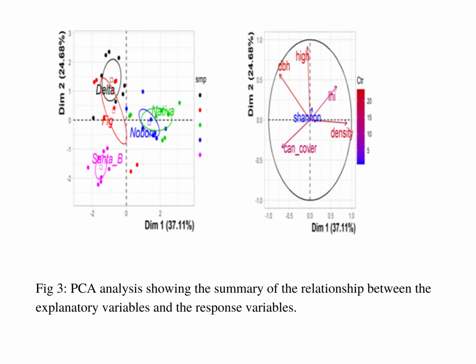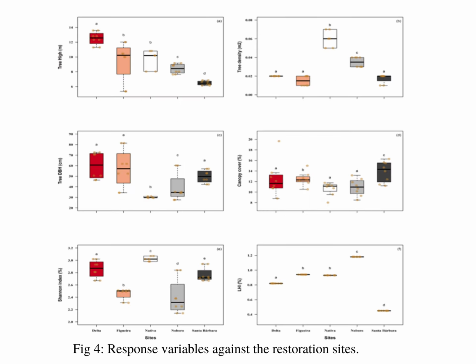This is the result of the PCA analysis, showing that the tree height and DBH are important to the separation of Delta and Figueira. Canopy cover is important to the separation of Santa Barbara. Landscape heterogeneity index is important to the separation of Nativa. Shannon is also important to the separation of Nativa. Density is important to the separation of Noboro.